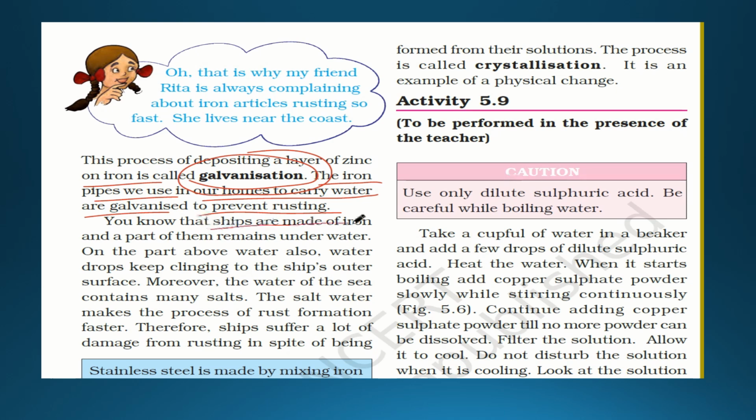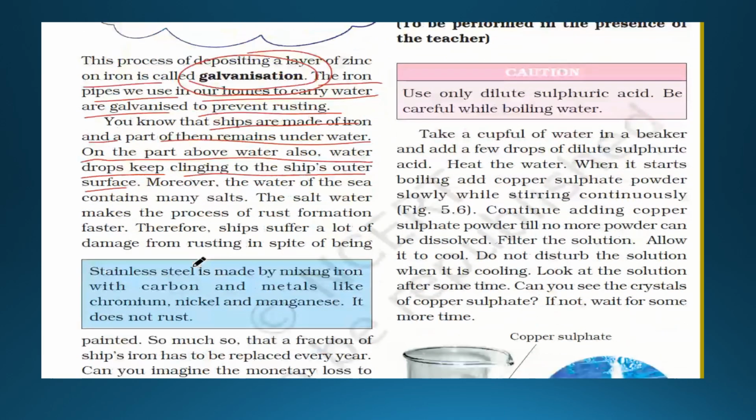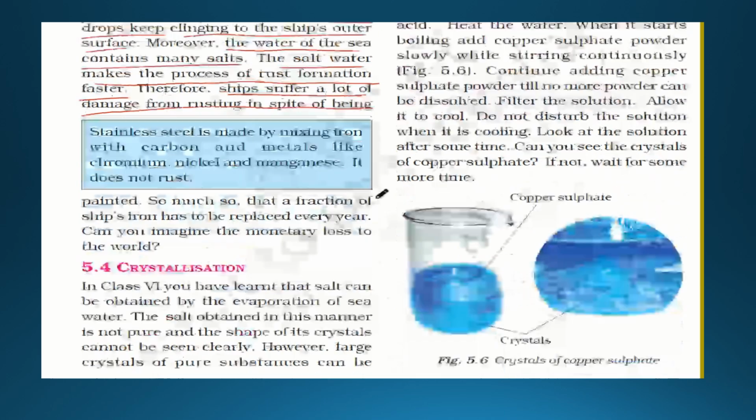You know the ships are made up of iron, and the part of them which remains underwater, and the part above water also, water drops keep clinging to the ship's outer surface. So they don't get rusted easily, right? They are galvanized or given a coating of chromium and zinc. Moreover, the water of the sea contains many salts. The salt water makes the process of rust formation faster. So the ships suffer a lot of damage from rusting in spite of being painted also.